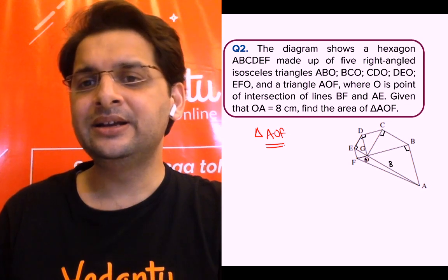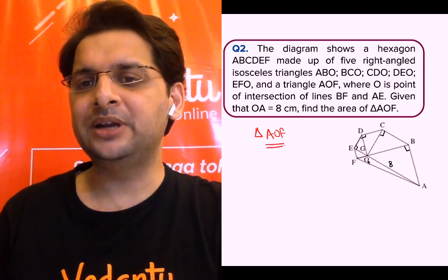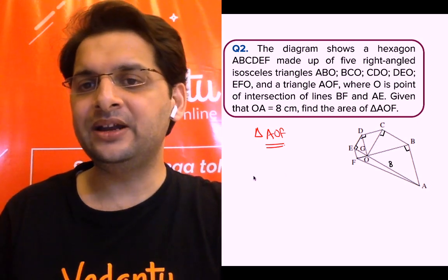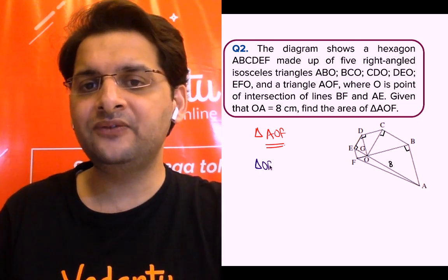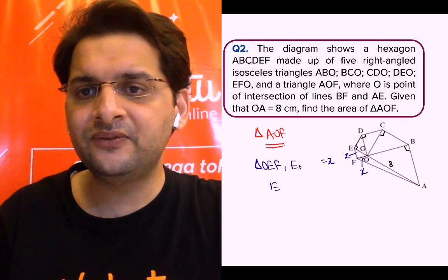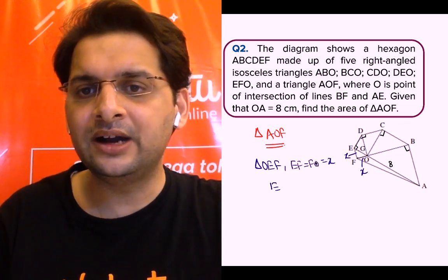So clearly, ये ट्राइंगल एक के ऊपर एक बने हुए हैं. So OF and OE are same. If you look at triangle OEF, so in triangle OEF, EF and FO are same.